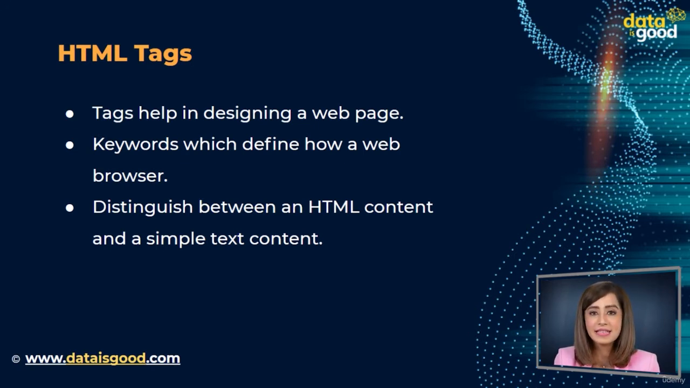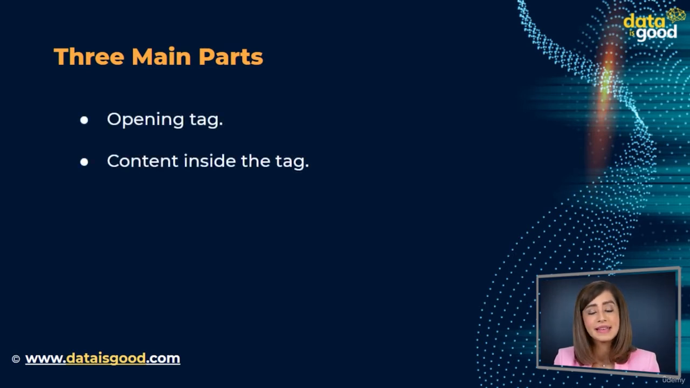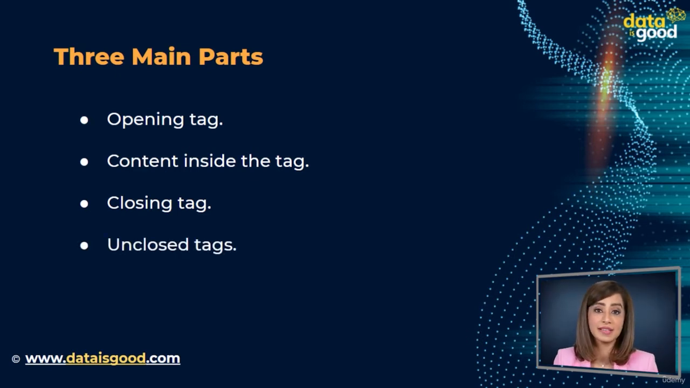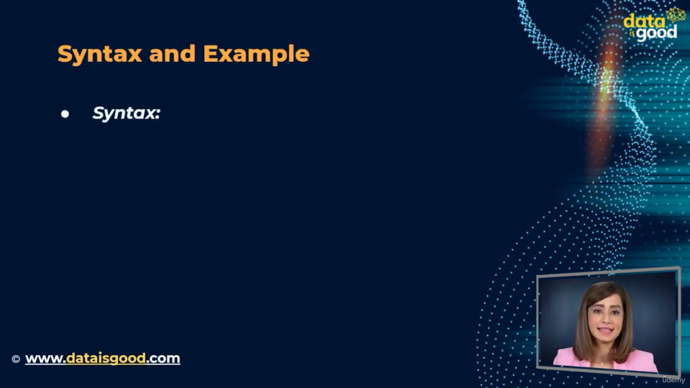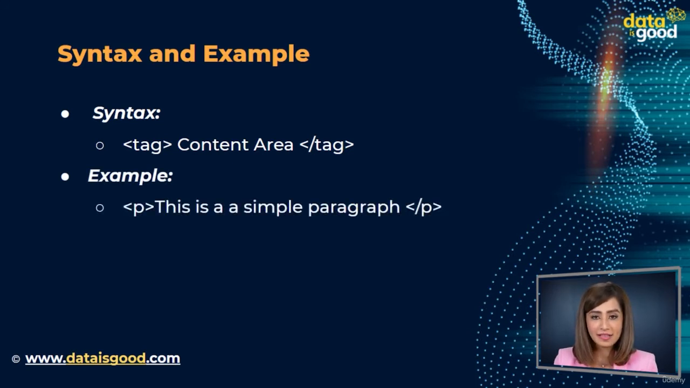HTML tags contain three main parts: opening tag, content inside the tag, and closing tag. Apart from this, there are a few HTML tags that are unclosed tags, which means you don't need a closing tag. But let's get back to our basic tags syntax: tag, content area, tag. An example would be <p>This is a simple paragraph</p>.